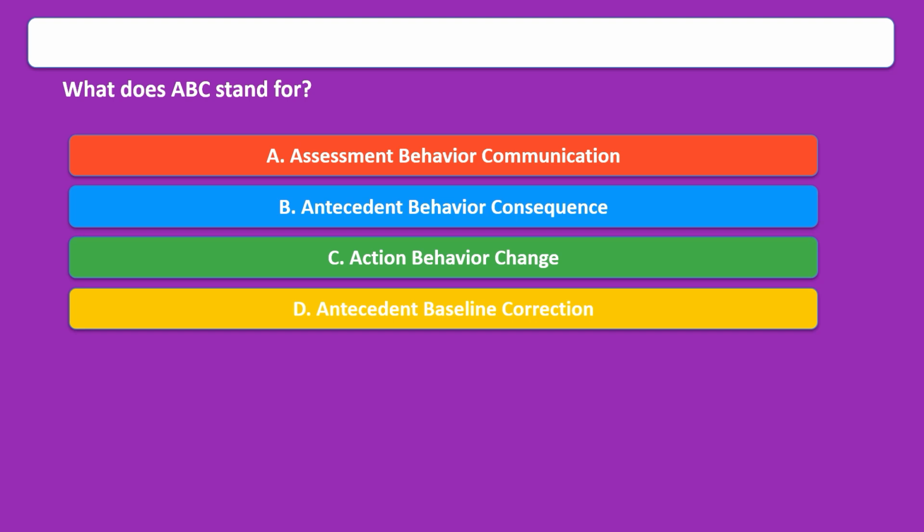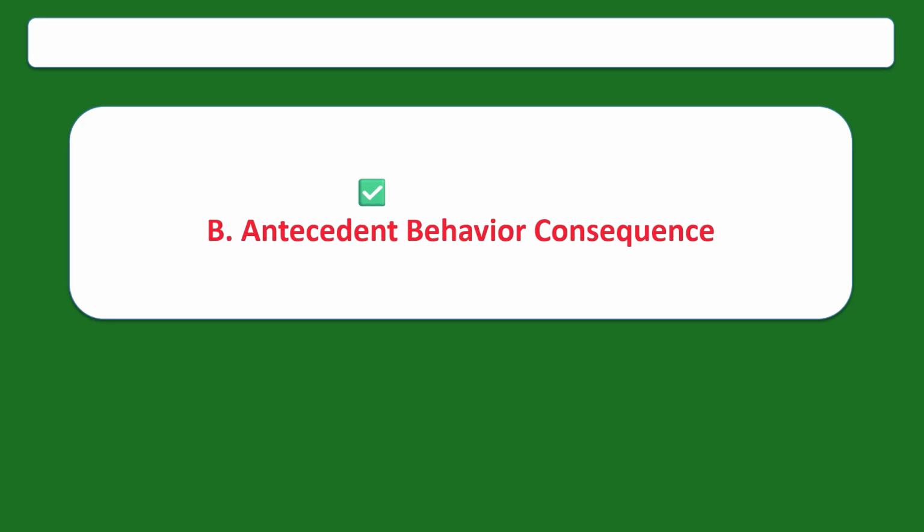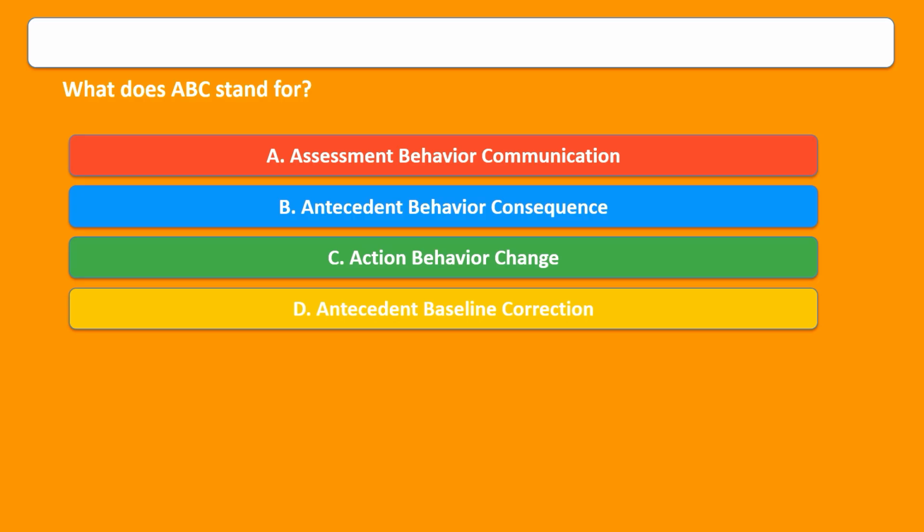Question 10. What does ABC stand for? A. Assessment Behavior Communication. B. Antecedent Behavior Consequence. C. Action Behavior Change. D. Antecedent Baseline Correction. Pause. Answer. The correct answer is B. Antecedent Behavior Consequence. Keep practicing this concept until it becomes second nature.